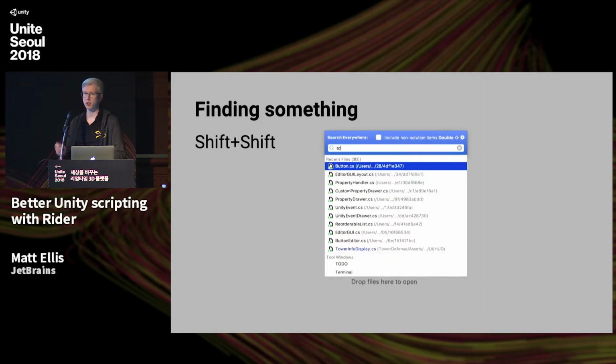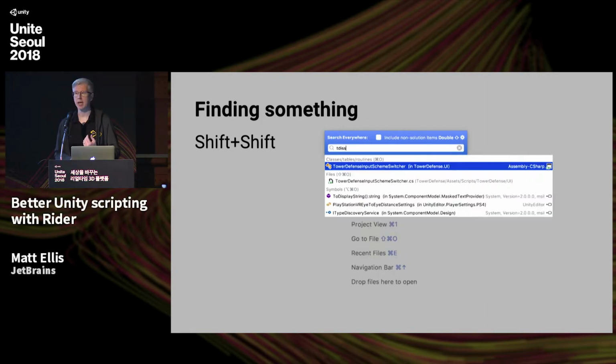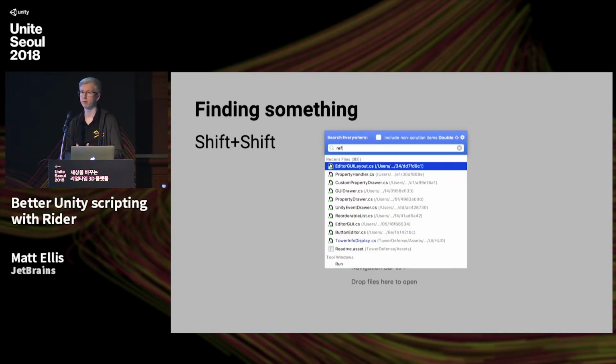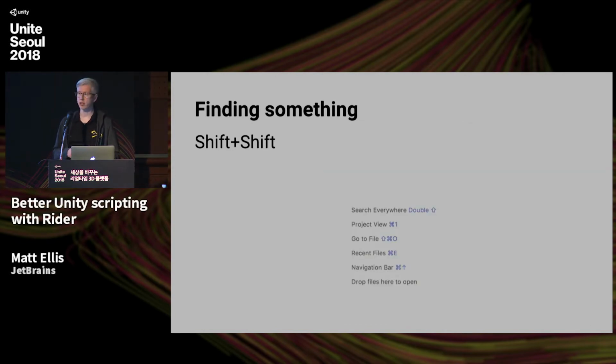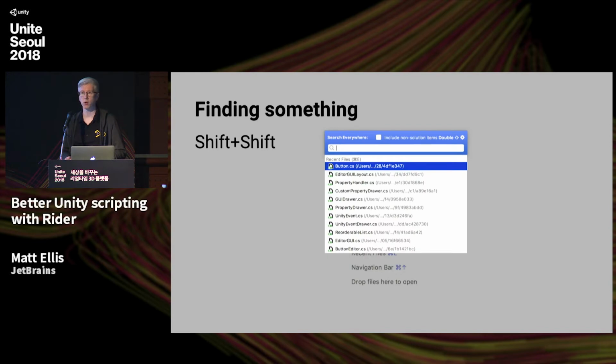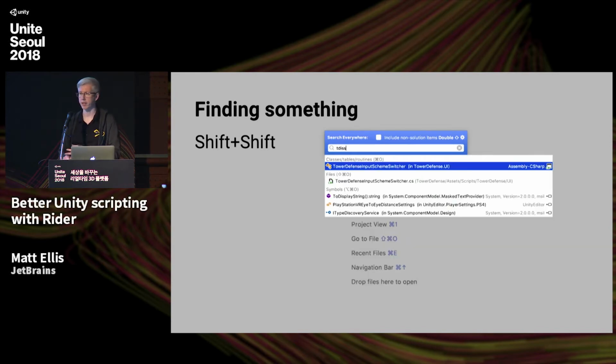The first one is Shift, Shift, double shift. If you are familiar with any IntelliJ products, you should be familiar with this. This is where you go to search stuff, where you go and find things. And this will allow you to search everywhere. It'll find anything in your code. It will find classes. It'll find types.